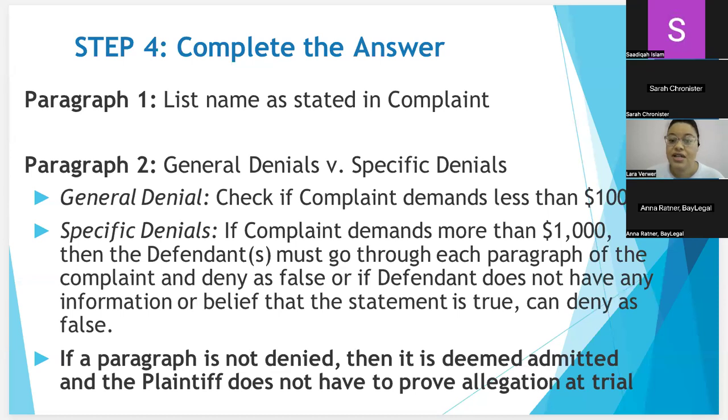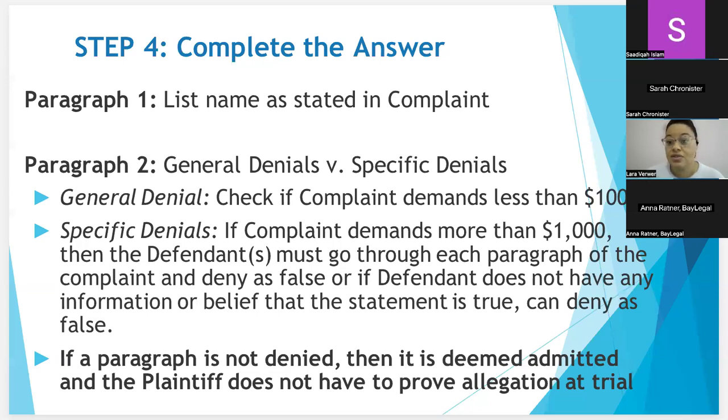There are 2 different kinds of denials: general denials and specific denials. For general denials, if the complaint asks for damages of less than $1,000, this could probably be more frequently seen with those with subsidies or a housing choice voucher where their rent is really low. Maybe their rent portion was $200 and they missed 1 month's rent, and the landlord then served a 30-day notice and then filed the unlawful detainer immediately.